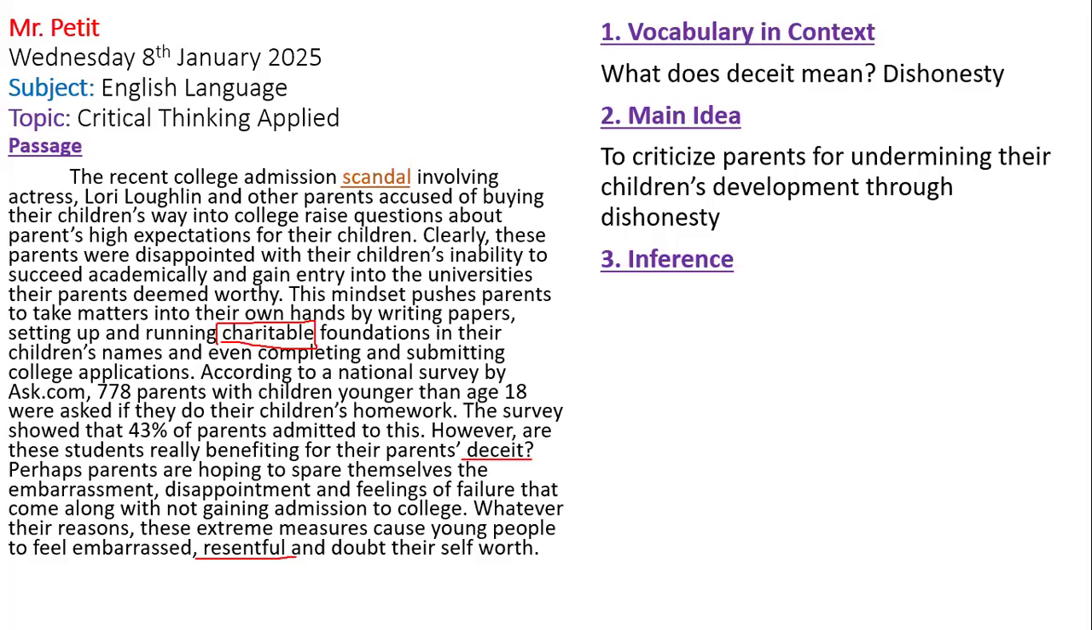Could you repeat the question again, please? The question is, the author implies that students whose parents take dishonest actions on their behalf are more likely to A, feel embarrassed and doubt their self-worth, B, succeed academically but struggle socially, C, appreciate their parents' effort despite ethical concerns, or D, fail to gain admission to college despite their parents' attempts.